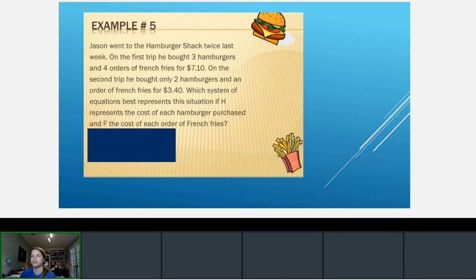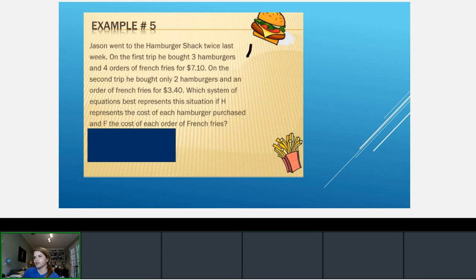All right, and last one. Jason went to the hamburger shack twice last week. On the first trip, he bought 3 hamburgers and 4 orders of French fries for $7.10. On the second trip, he only bought 2 hamburgers and 1 order of French fries for $3.40. Write a system of equations that represents this situation if H is the cost of each hamburger and F is the cost of French fries.